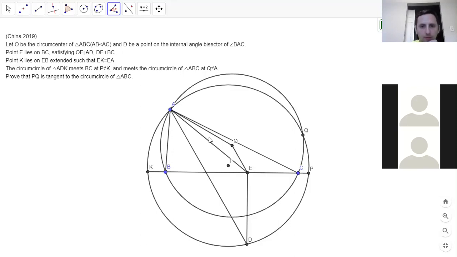I know we're almost out of time here, but let's see. DO equals EA is equal to EK. Okay. So yeah, two of the side lengths would be the same, and so FO is perpendicular to AQ. We want to show DO is perpendicular to OQ.